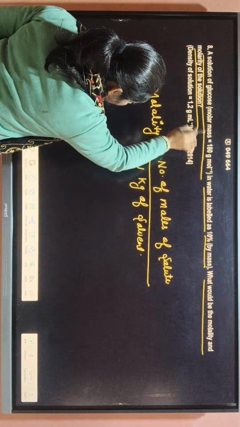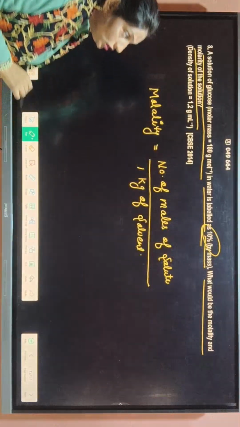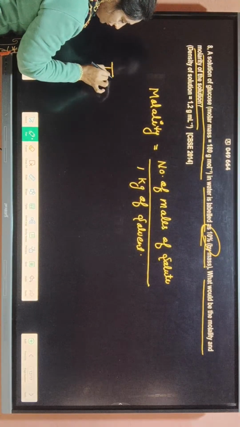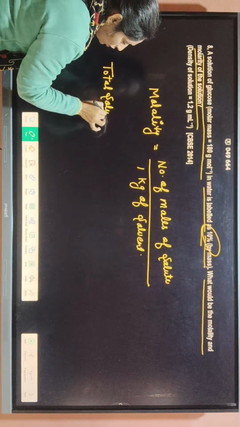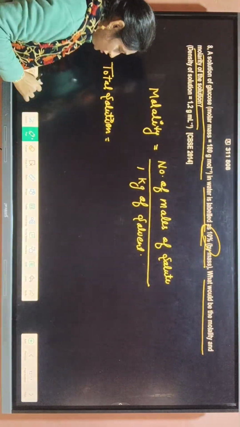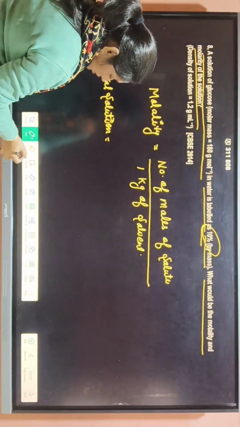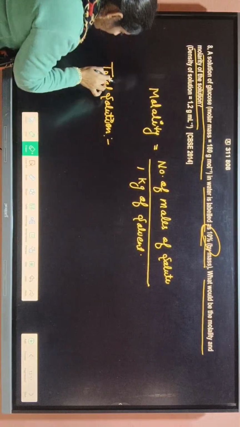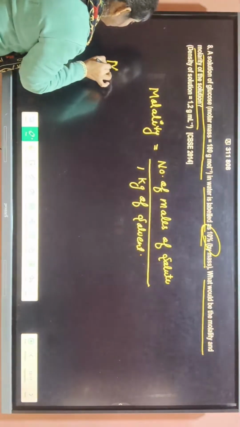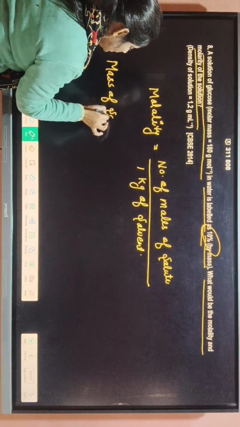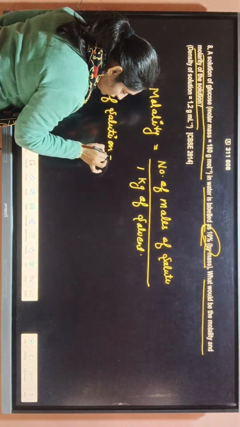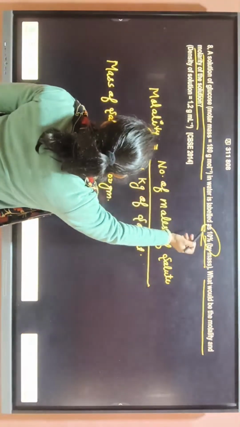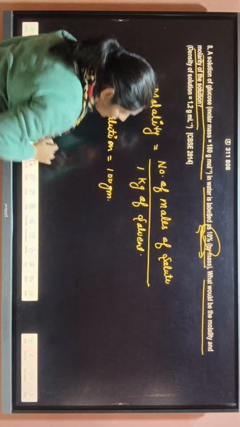Here it is labeled 10% by mass. So maybe our total solution mass is 100. We can consider the mass of solution to be 100 gram. Here it is a 10% solution of glucose, so glucose is 10%.